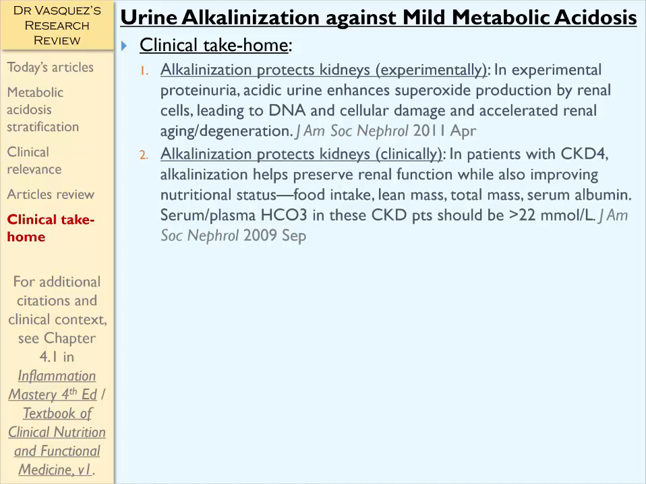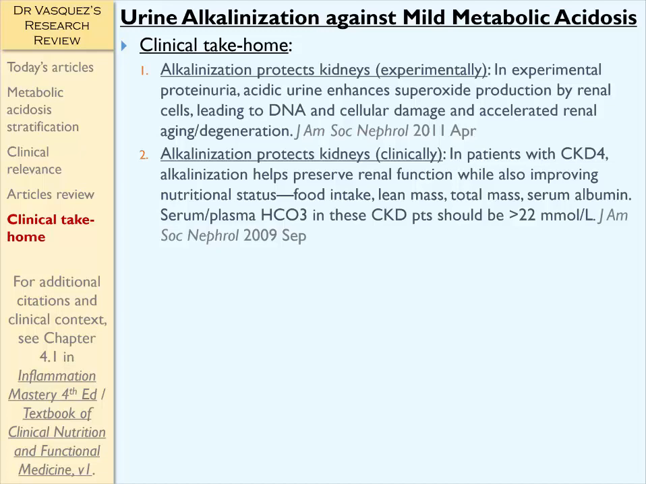In the second study, the conclusion here is that alkalinization helps protect the kidneys not simply experimentally but also clinically in humans. In patients with chronic kidney disease stage 4, alkalinization helps preserve renal function while also improving nutritional status, that is specifically food intake, lean muscle mass, total mass, and serum albumin. We also noted specifically that serum or plasma bicarbonate in these patients should be at least 22 millimoles per liter.